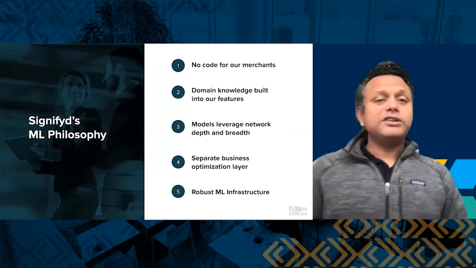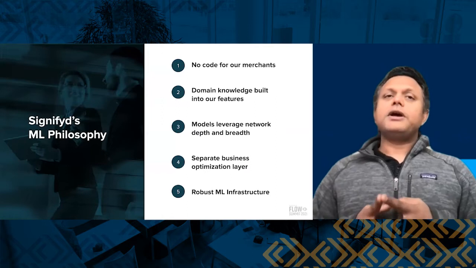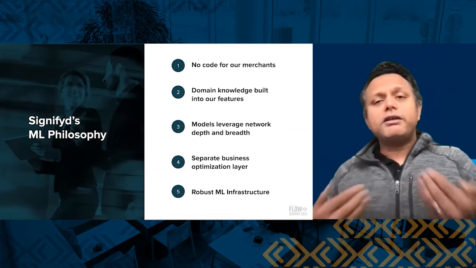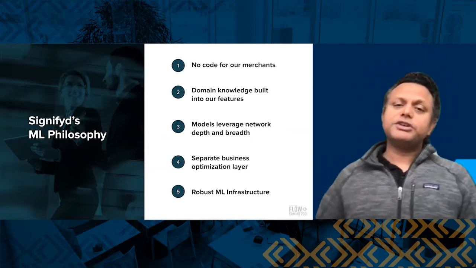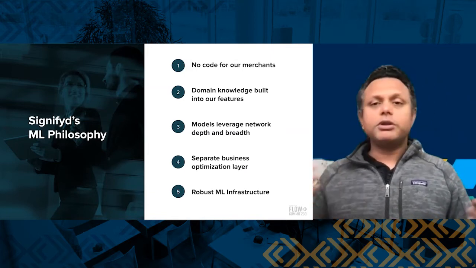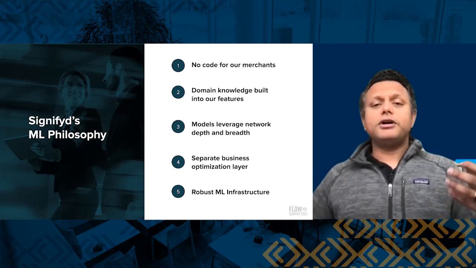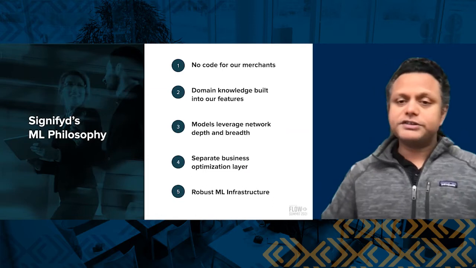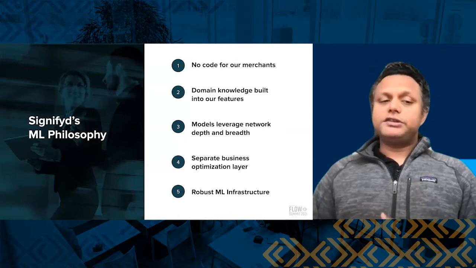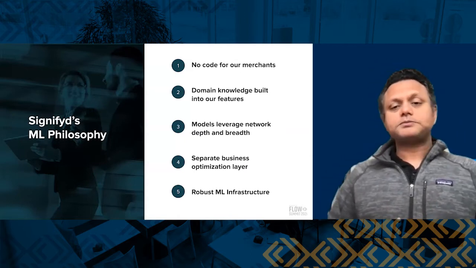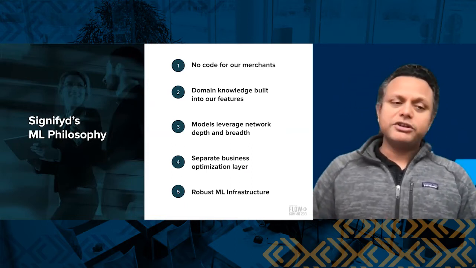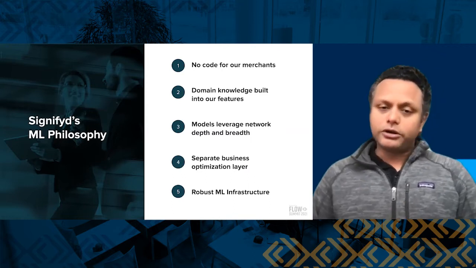The fourth one is we separate our business optimization layer. So there are merchants who have a higher risk tolerance than others, even within the same merchant. Sometimes, depending on the region, depending on the time, depending on the product, the merchant might have a different risk appetite for different reasons. Because we separate the business optimization layer, we are able to gracefully handle all these custom requirements. And last but not least, we have a robust machine learning infrastructure that we continue to invest a lot into.